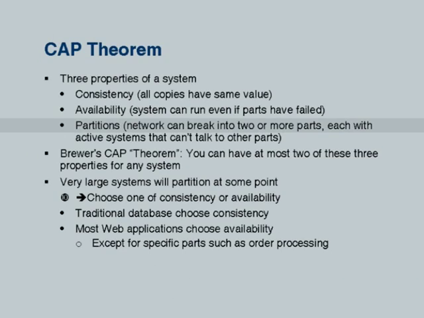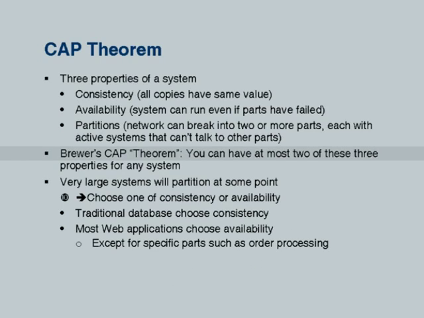And the partition is actually not exactly a property, but it is a fact of life that any large distributed system can break into parts where the two parts are both working, but they cannot talk to each other. This is called a network partition. They're both running, they can't talk to each other. So this can happen, you can't prevent it. A router or a switch may fail, breaking it up into two parts which can't talk to each other.